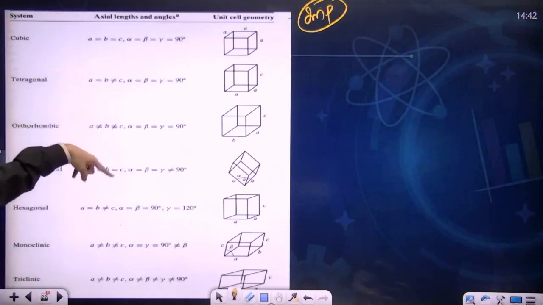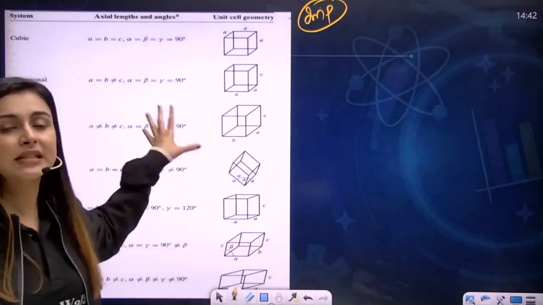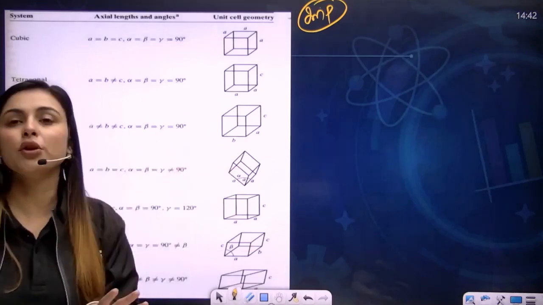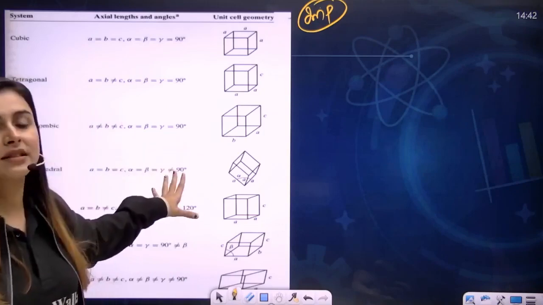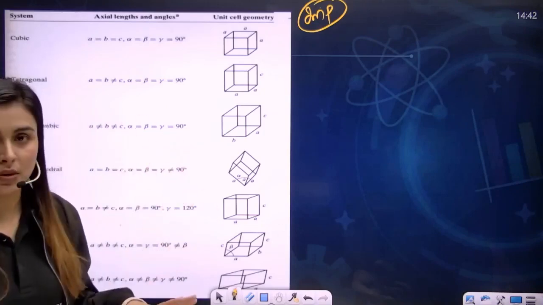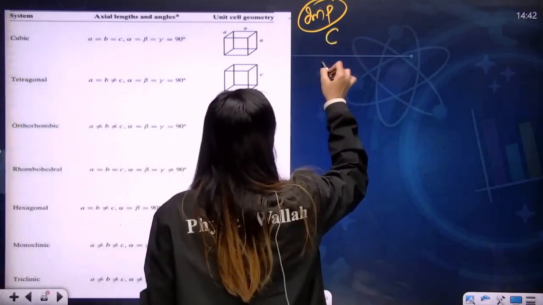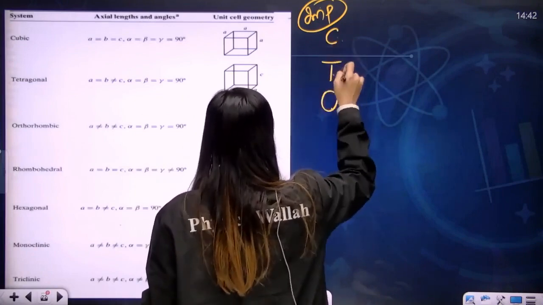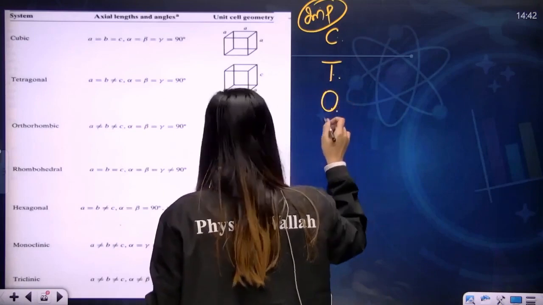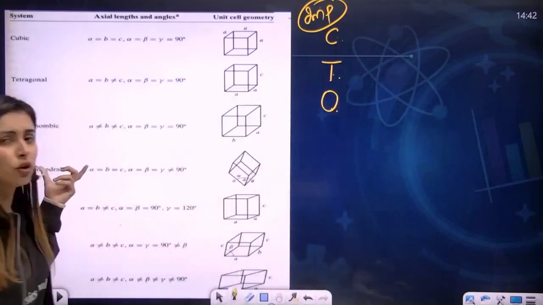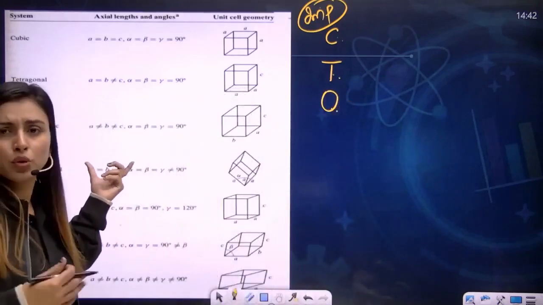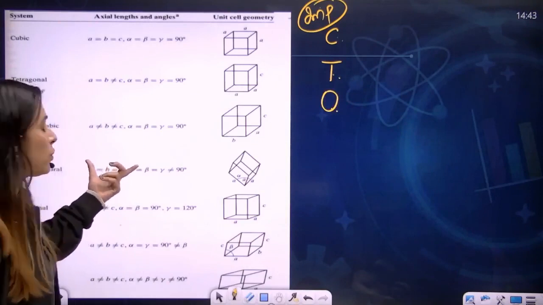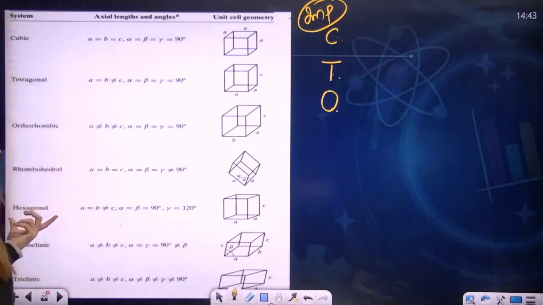You have been given their information as well. If this table is not visible, don't worry, just open your NCERT. You'll get exactly the same table and you need to remember this table. You can remember it as CTO, that is Chief Technical Officer: cubic, tetragonal, and orthorhombic. Then you will have rhombohedral, everyone knows. If you know about rhombus, you can find the information about rhombohedral. Then you have hexagonal, monoclinic, and triclinic.